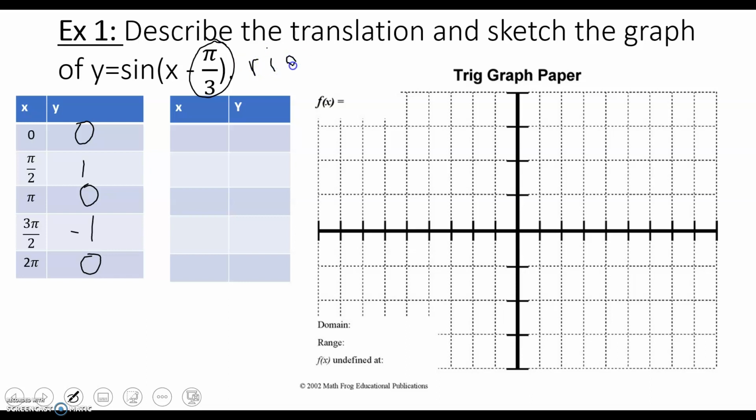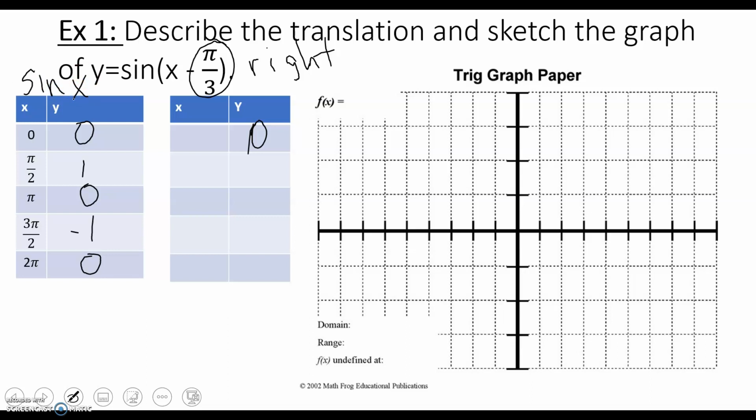Okay, so now basically, since we have a minus pi over 3 here in parentheses, that's going to shift our graph to the right, pi over 3 units. Now, if we shift the graph to the right, that only changes the x values. So all of our y values will stay the same. So this here is the graph of sine x, y equals sine x.